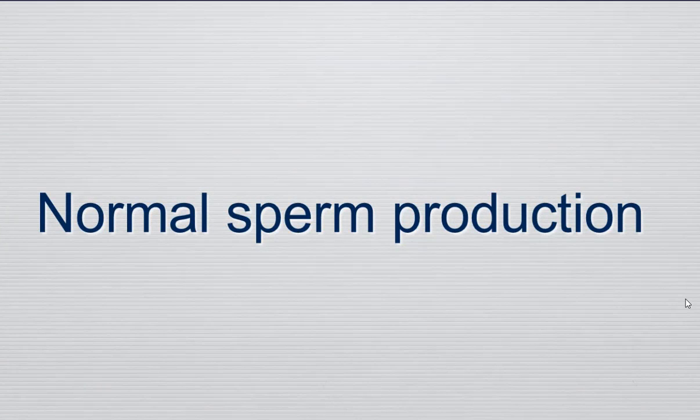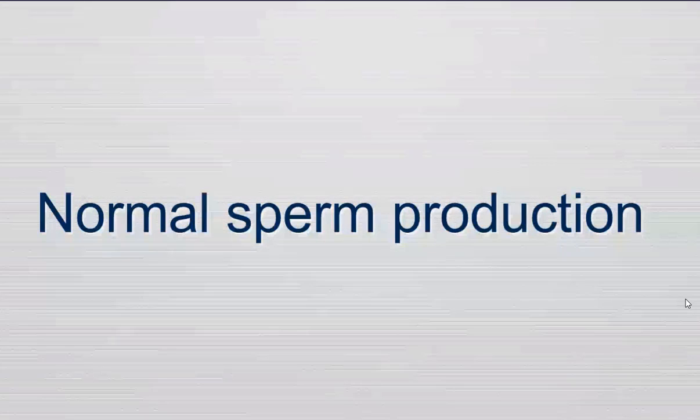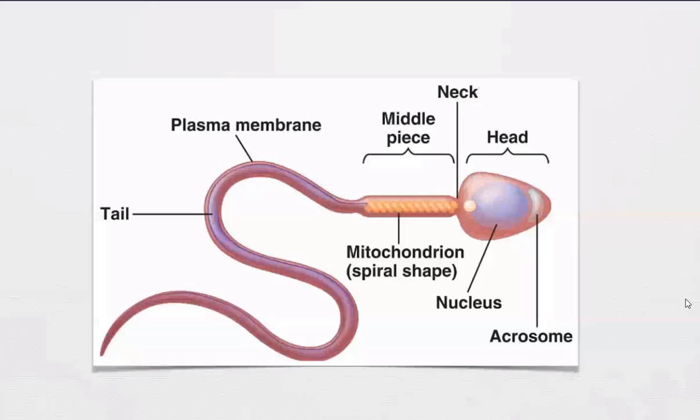So we look at the basic physiology of normal sperm production. So this is the anatomy of a sperm. You have a head, middle piece, and the tail of a sperm. The head contains the nucleus and also the acrosome, which contains the enzyme that is important during fertilization. The middle piece contains mitochondria, which will give the energy for the sperm to swim. And the longest part of the sperm is the tail, which will aid in the swimming process towards the oocytes.